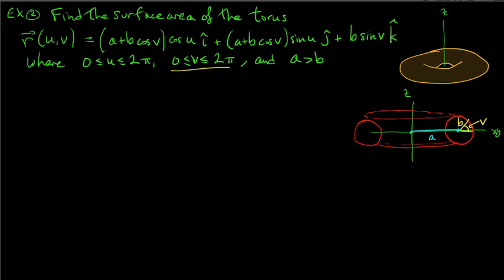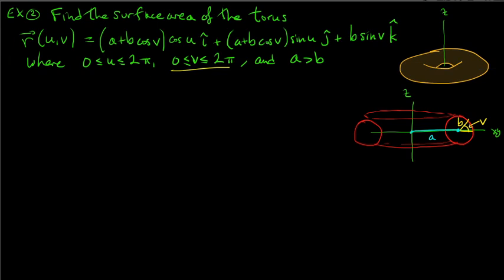If you want to cut your donut in half, and by half I mean the wrong way, right, horizontally, so you have the top half of the donut and the bottom half of the donut, then v would be going from 0 to pi, because you only want the top half of the donut. But for the whole donut, yes, v goes from 0 to 2 pi.